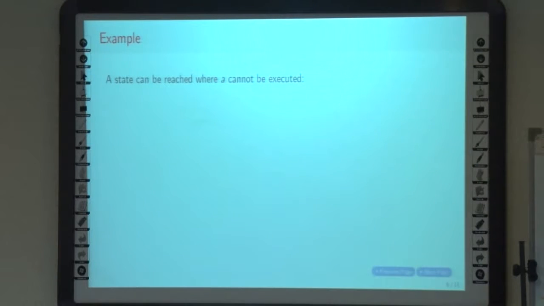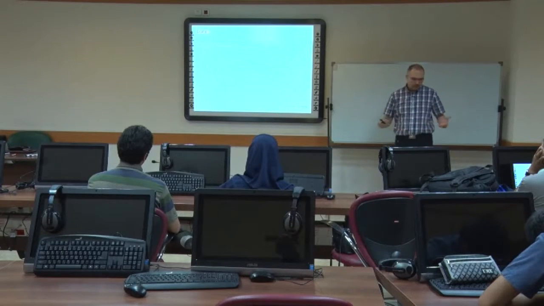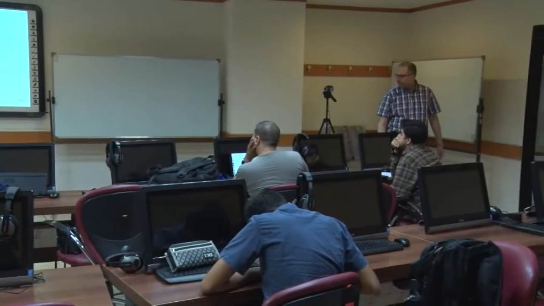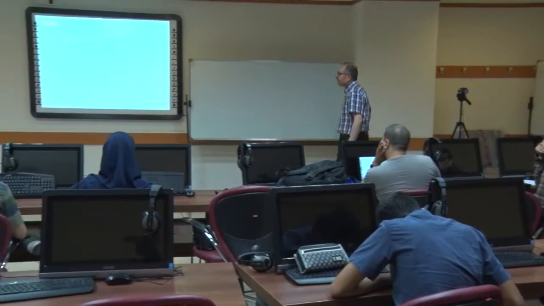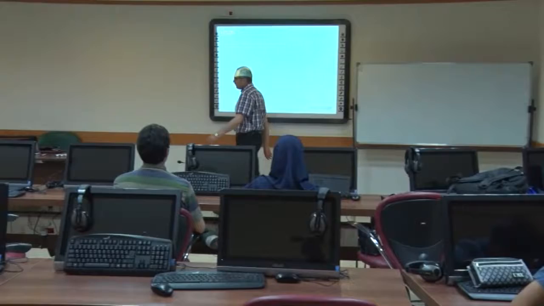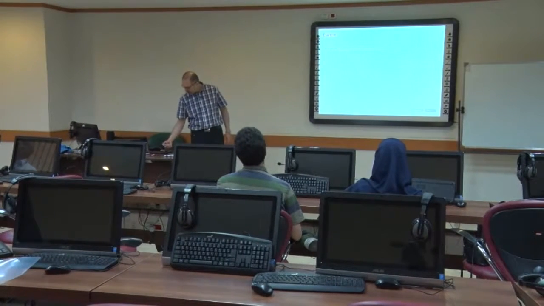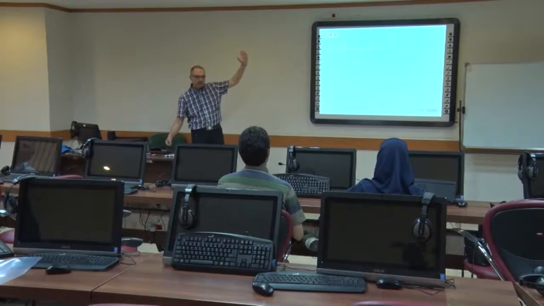Now, suppose we want to specify that a state can be reached where A cannot be executed. Help me to specify that using equations. How would we specify this? First off, how do we write down that A cannot be executed? Some volunteers?